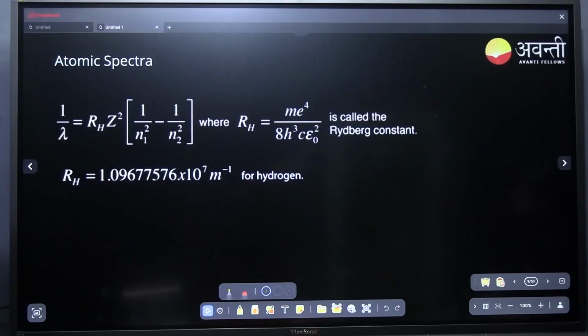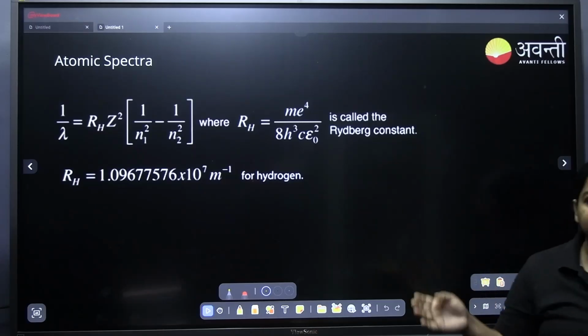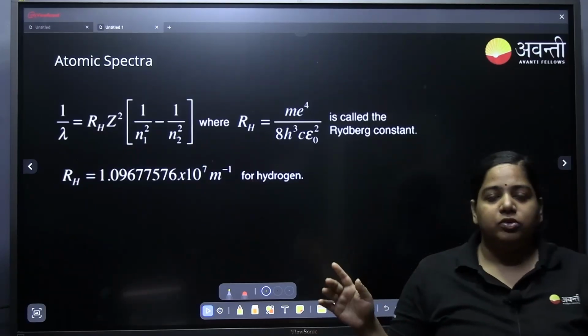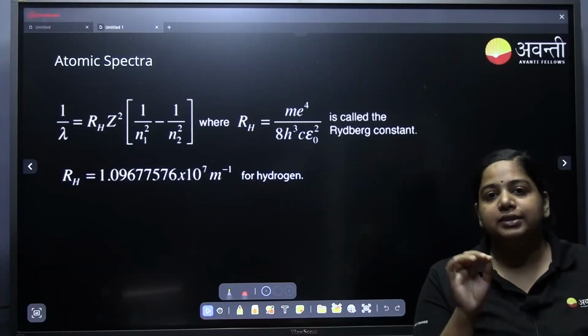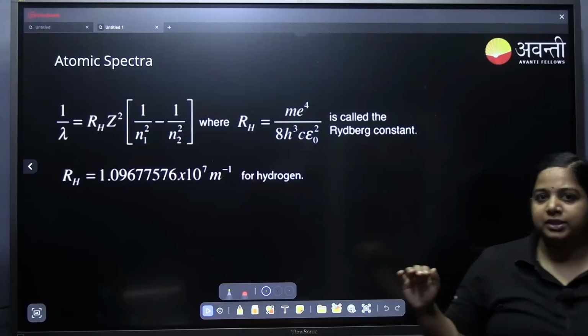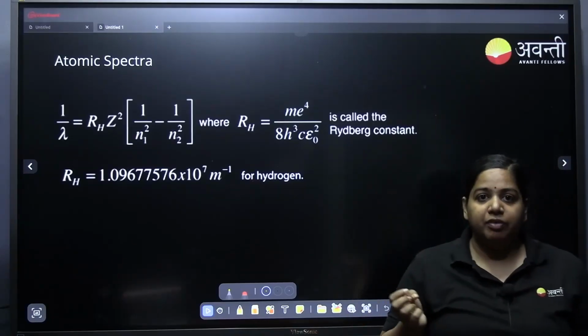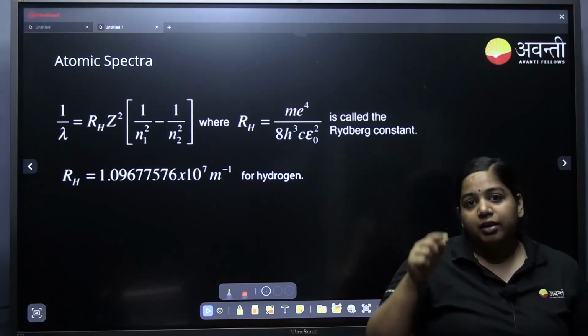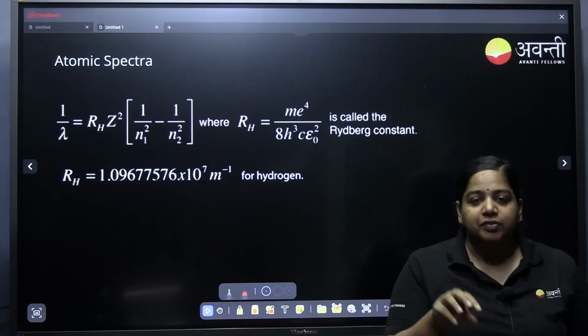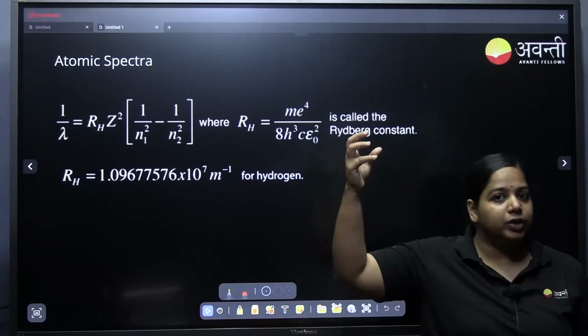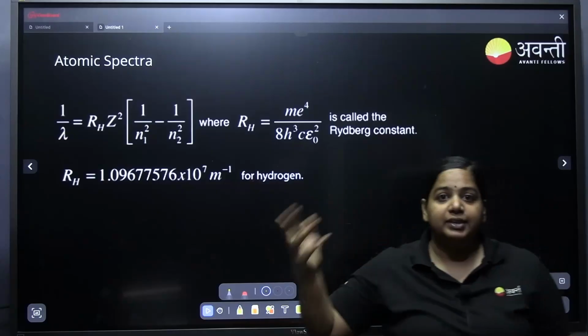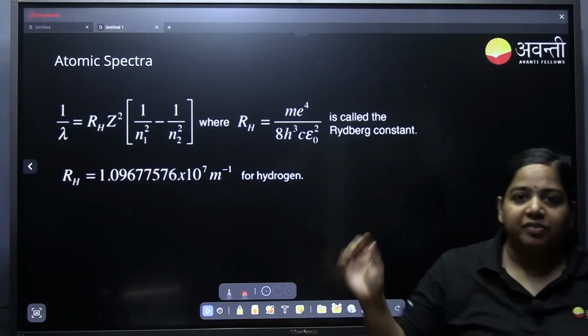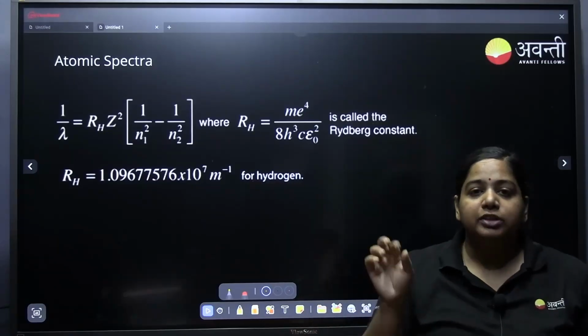Next one is atomic spectra. This is also a result of Bohr's atom model. Why? Because we are confining the radius of electrons, right? We are saying that it can only remain in some radius or some orbits. So when the electron gets energy from a photon, it gets excited. Let's say it gets only a small amount of energy, so it will jump from one orbit to another orbit. Since that makes the atom unstable, what will the electron do? After a small amount of time, it will come back to its original orbit.